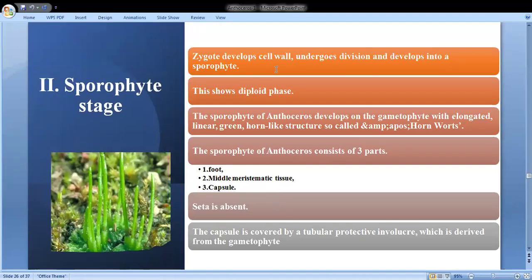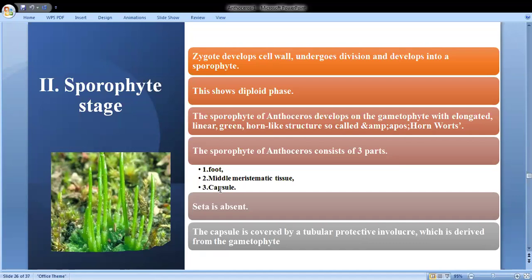So coming to the sporophytic stage, the development of the sporophyte structure. The zygote develops a cell wall, undergoes division, and develops into a sporophyte. This shows the diploid phase. Remember this: the gametophyte is the haploid stage, and the sporophyte is the diploid stage. This sporophyte of Anthoceros develops on the gametophyte as an elongated, linear, green, horn-like structure. So these are called hornworts. The sporophyte of Anthoceros consists of 3 parts: foot, middle meristematic tissue, and capsule.